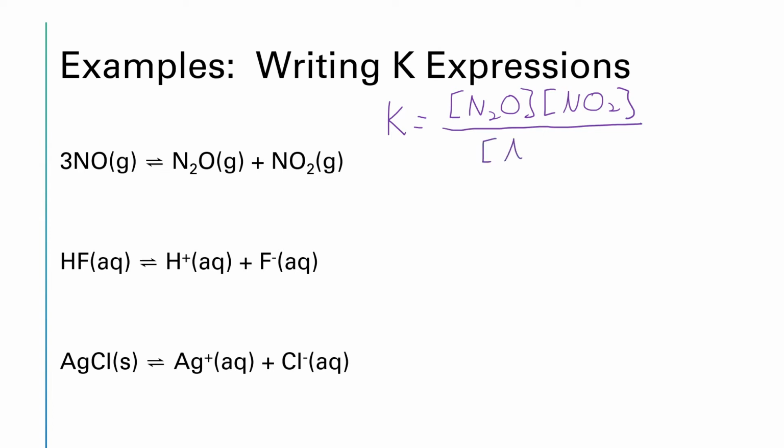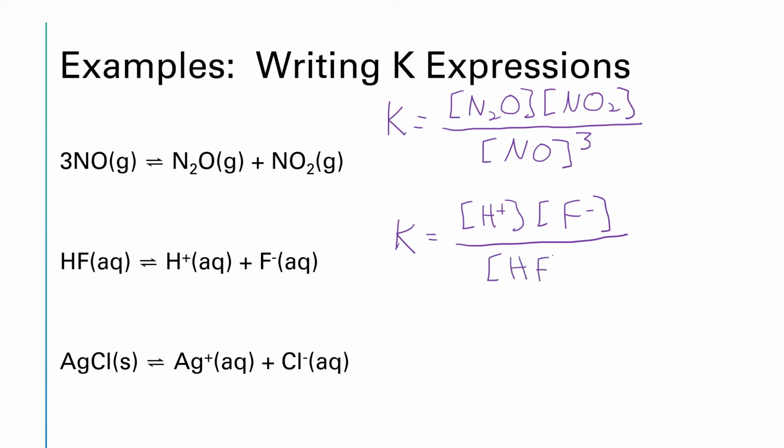In the denominator, we're going to place NO. And NO has a coefficient of 3, so we're going to put a cubed for the exponent in the denominator. For our next one, aqueous HF in equilibrium with H+ ions and fluoride ions, K is going to be products over reactants. Everybody is aqueous, so everybody will appear in the expression. So in the numerator, we're going to have H+ ions multiplied by F- ions. And in the denominator, we're going to have HF molecules.